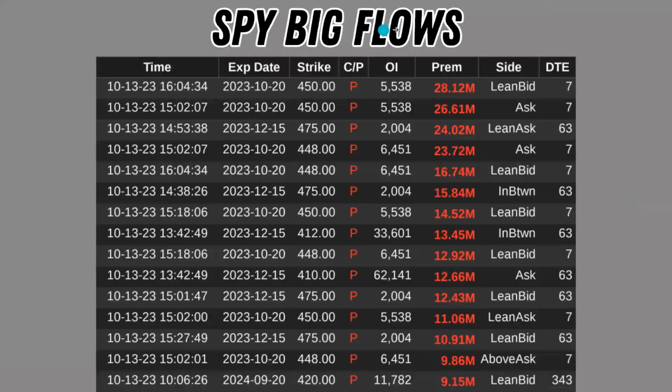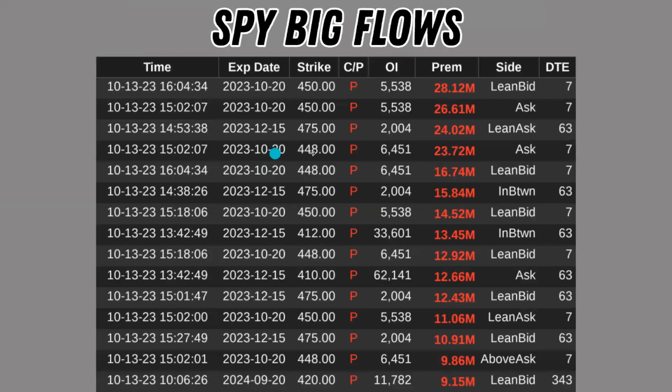These are some of the largest prints, all right, for the big flows. A lot with that 10/20 expiration here. We're seeing $28 million premiums at the 450 strike, $26 million, basically the same strike, just executed an hour of difference. So this was right before market close, an hour before market close. This was 4 minutes after market closed. And we're seeing some really big prints like that.